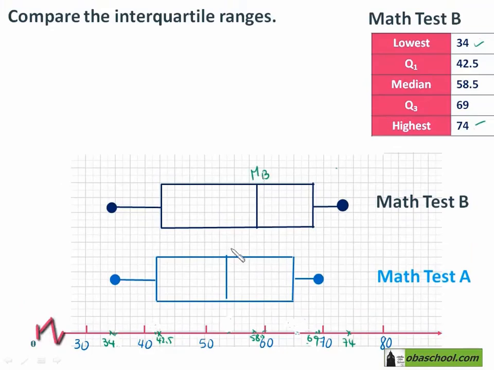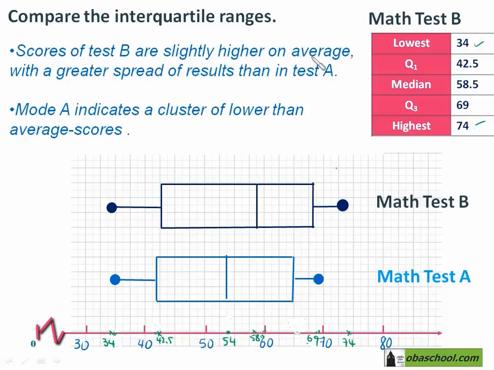On top of that, the median for math test B is way closer to the highest grade than math test A. It was at 58.5. So this means that if the median was higher in test B, the students have achieved better performance in math test B than math test A. So these are things that you can analyze. Scores of test B are slightly higher on average, with a greater spread of results than in test A. Test A indicates a cluster of lower than average scores. So these are things that you can interpret when you have two box plots representing two separate sets of data.